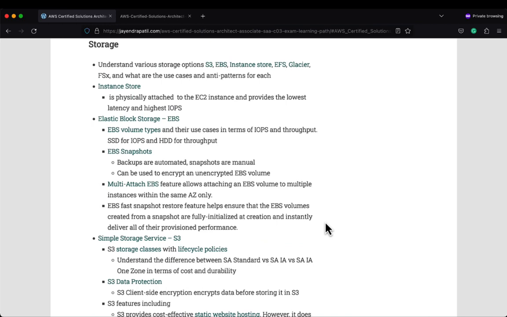Understand various storage options like S3, Elastic Block Store, Instance Store, EFS, Glacier, FSx, and what are the use cases and anti-patterns for each. Instance Store and Elastic Block Store provide block storage for EC2 instances. While Instance Store is ephemeral, Elastic Block Store is persistent.